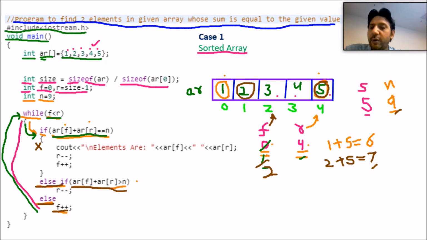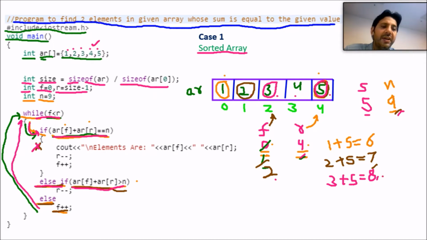Again it will go back. Then they are checking while f less than r. So f, which is 2, is less than 4, true, and it will come down. If ar[f] plus ar[r] equal to n, that means ar[f], which is 3, and ar[r], which is 5. 3 plus 5 is equal to 8. Is it equal to n? 8 equal to 9? Wrong. So this part will again not run. It will come down to the else if part: ar[f] plus ar[r] greater than n.